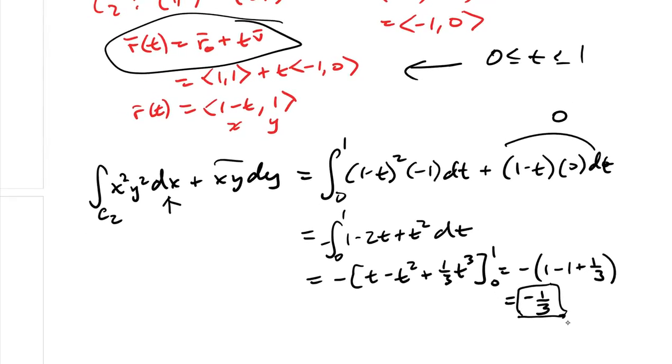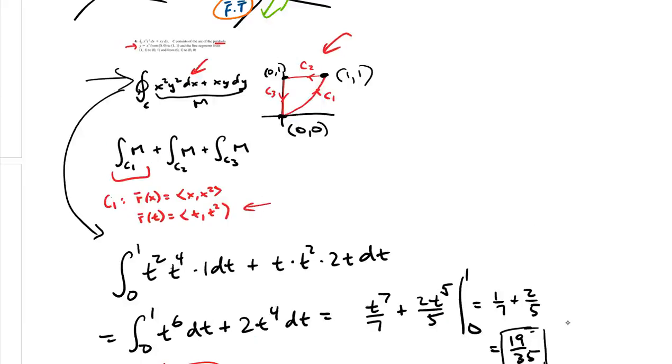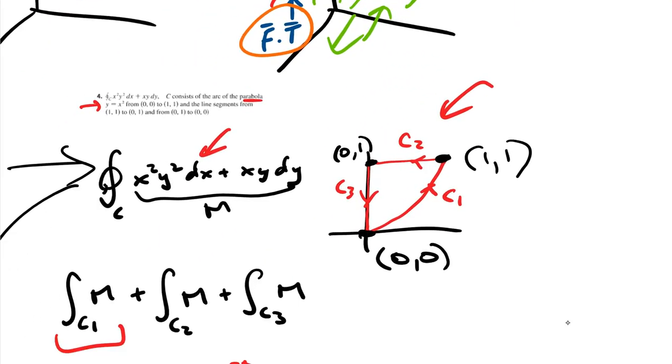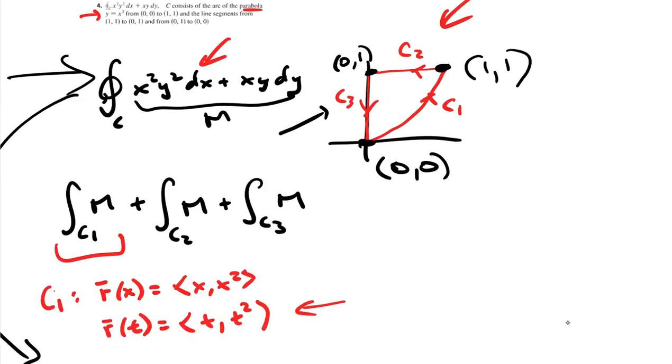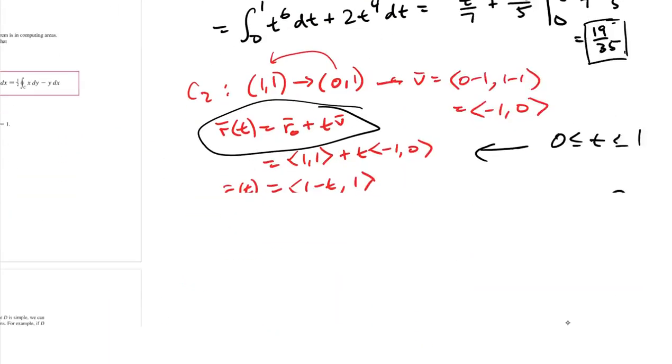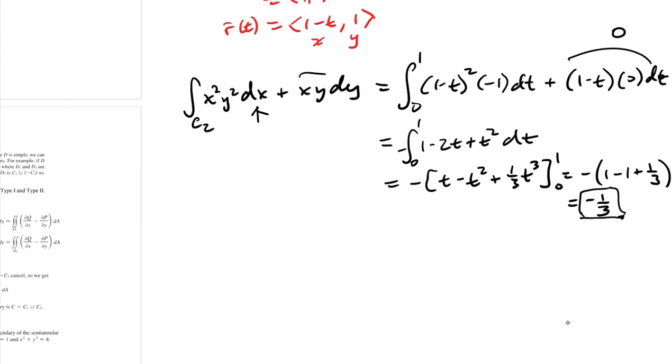So now we look at C3. So C3 is this one here. So we're going from 0, 1 to 0, 0. So now we parameterize C3. Let me use red. So C3 goes from 0, 1 to 0, 0.